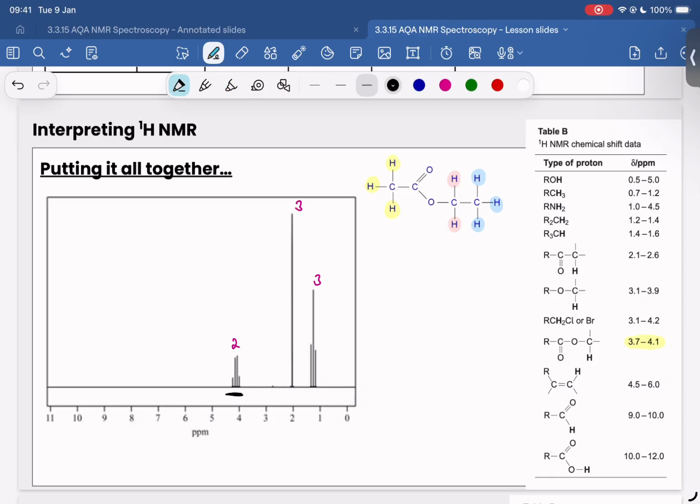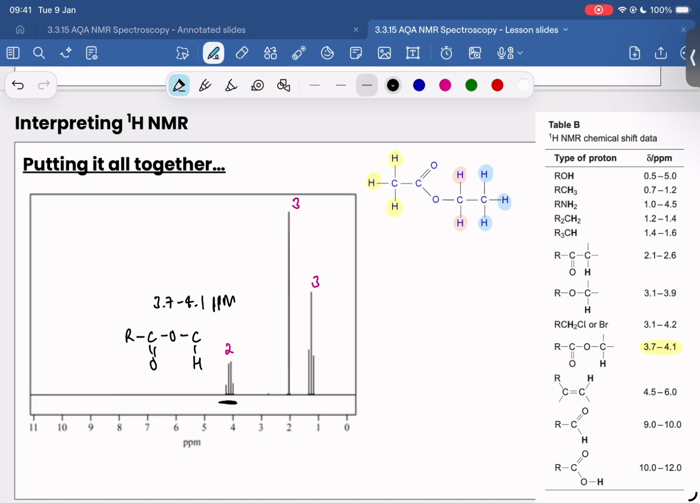So if the question does give you the structure, then you know it's in this region of 3.7 to 4.1, where you're looking at the hydrogen that's attached to the oxygen on this structure, then you know that it has to have 2 hydrogen atoms attached to it, because there's only 2 attached to this pink carbon, right? So that's a way they might ask you to work out the integration ratio yourself.